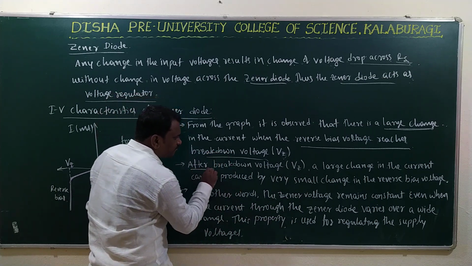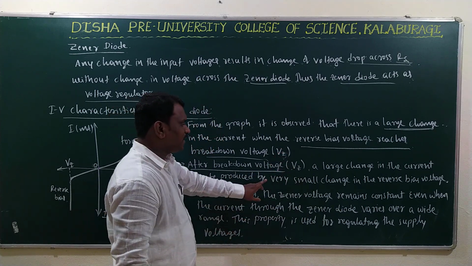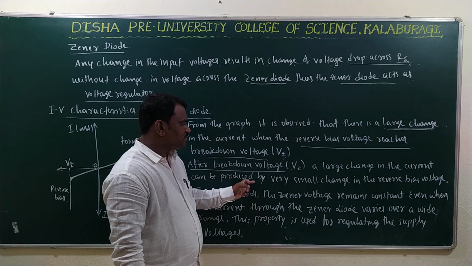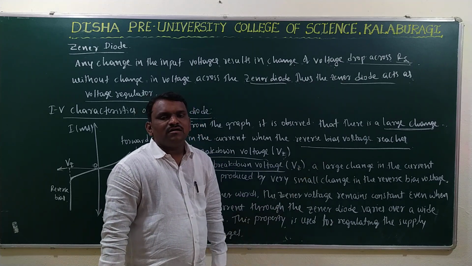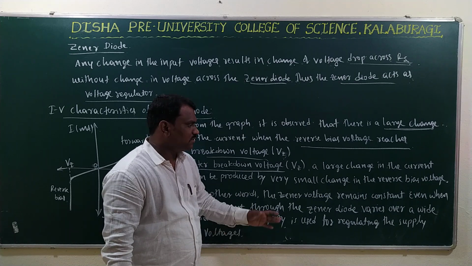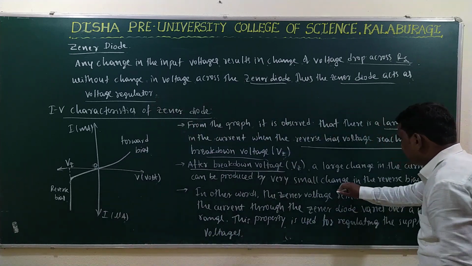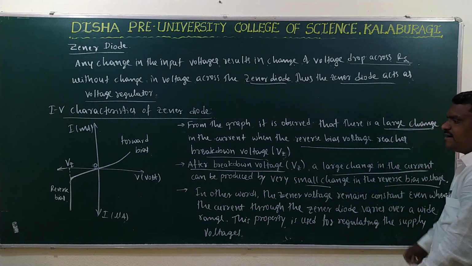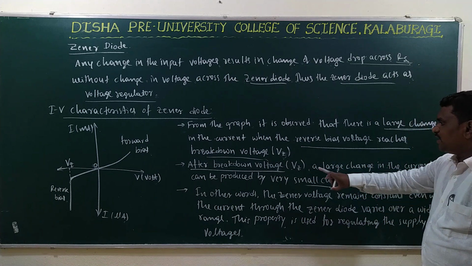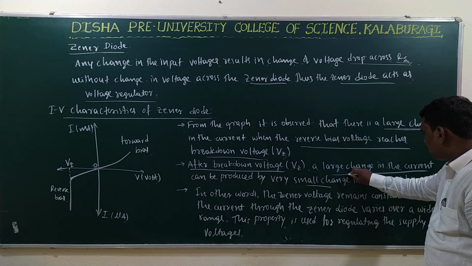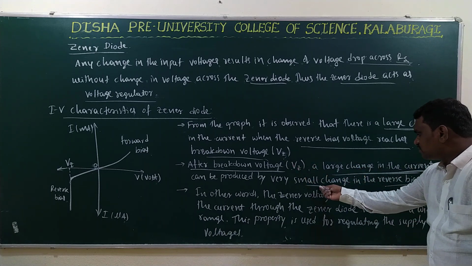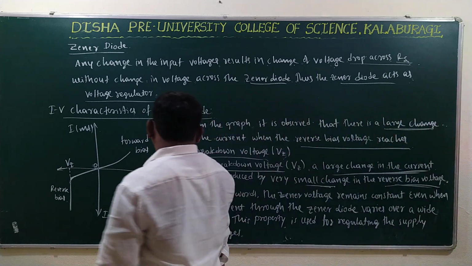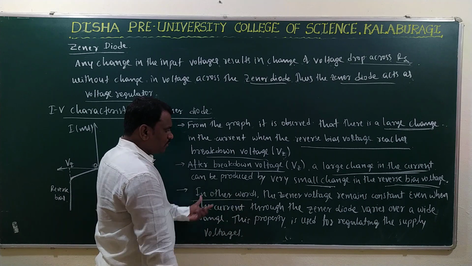Okay, next, after breakdown voltage, a large change in the current can be produced by a very small change in the reverse bias voltage, right? Here, a very small change in the reverse bias voltage produces a large change in the current. Okay, next, in other words, one more relation is there.